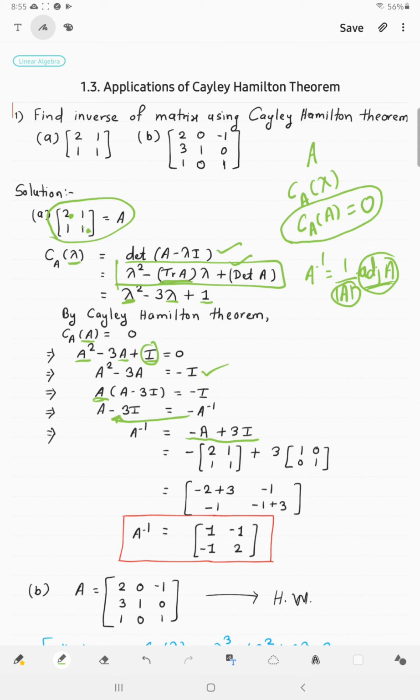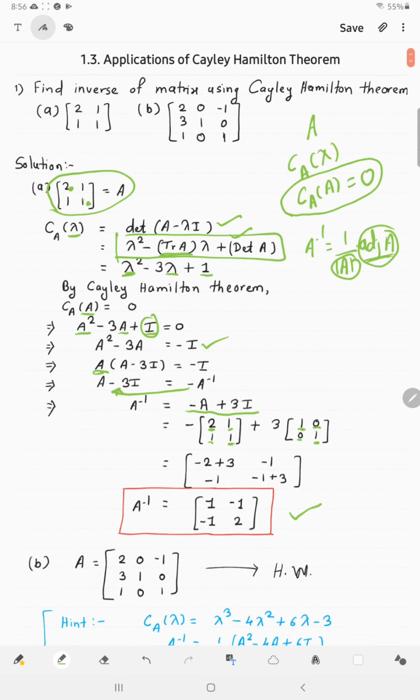Now for finding A inverse, I require only minus A plus 3I. I have to do only this calculation, minus A plus 3I. Now it is easy because already I have A. So I write down here A, and 3I. I is nothing but the identity matrix. So we know how to add these terms; this term adds to this term. Okay. So I will get here A inverse is this.